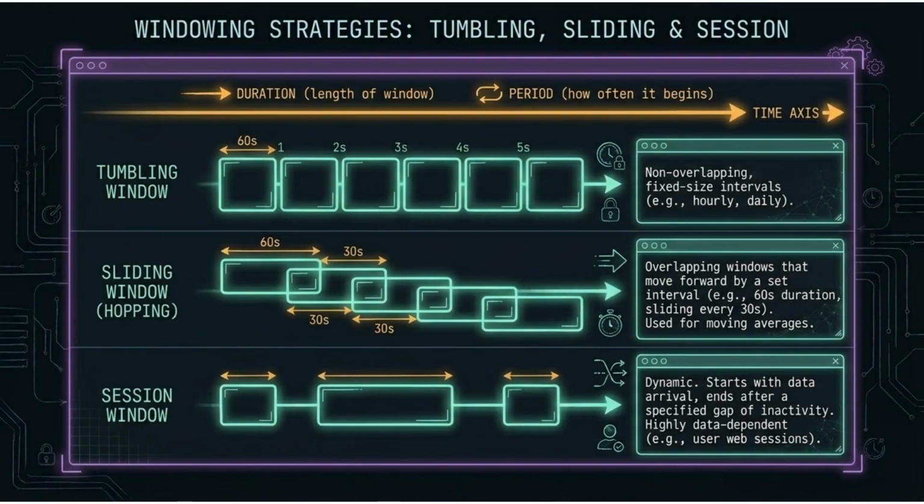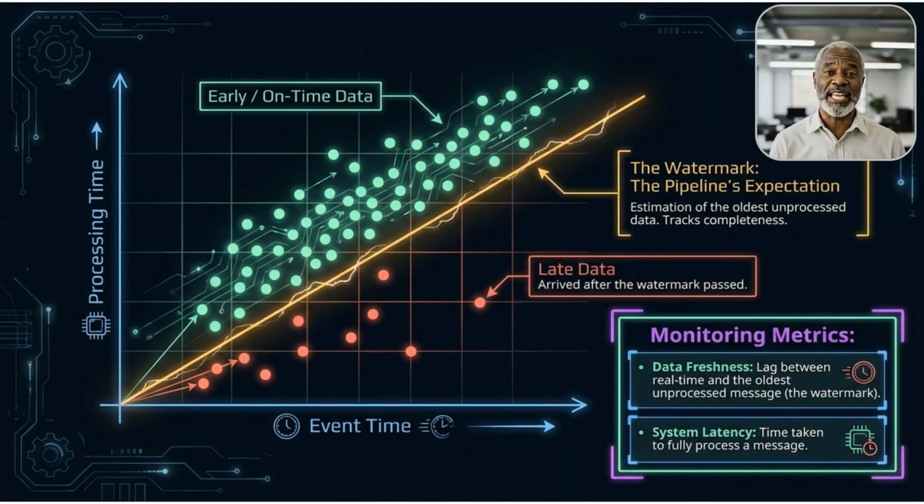Windowing strategies are used to divide continuous data. These include the fixed-size tumbling window, the overlapping sliding window, and the dynamic session window, which is gap-dependent. The watermark is the pipeline's expectation of the oldest unprocessed data, tracking completeness. Late data arrives after the watermark passes.